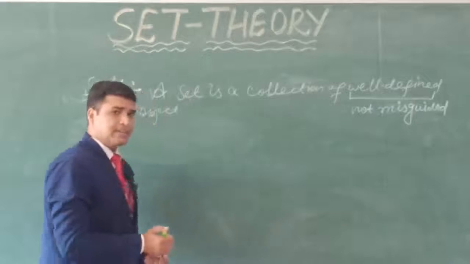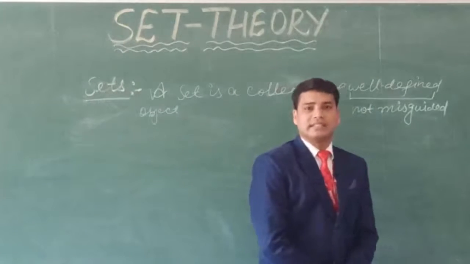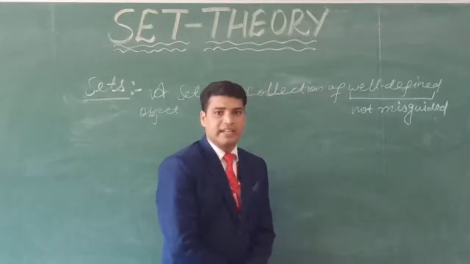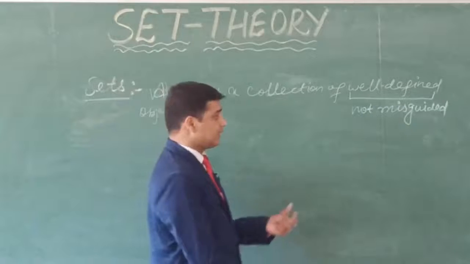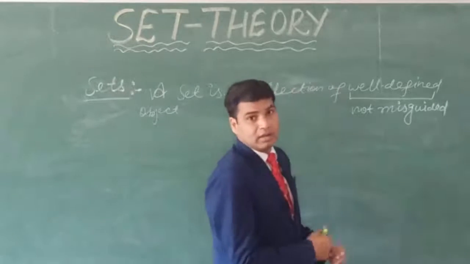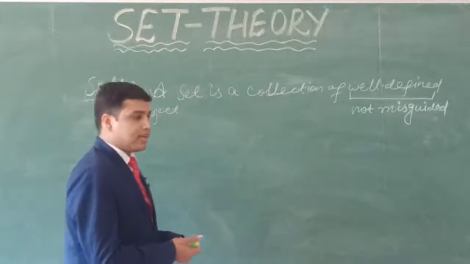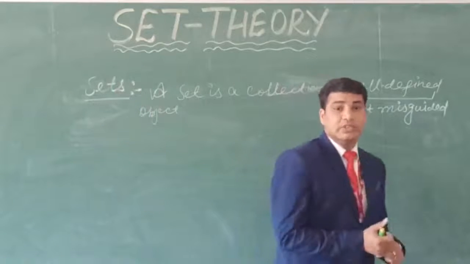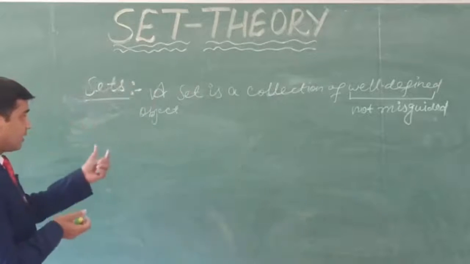Now, for example, if I am taking the example of a collection of beautiful girls in the class, this word beautiful is misguiding us. We are not clear in which sense we are going to talk here. This beautiful can be in the long hair sense, or in the fair skin sense, or it can be in the brain sense also. So it is not clear.